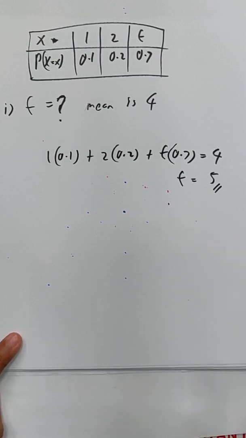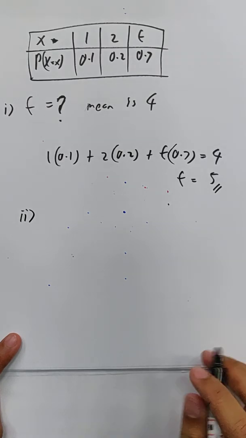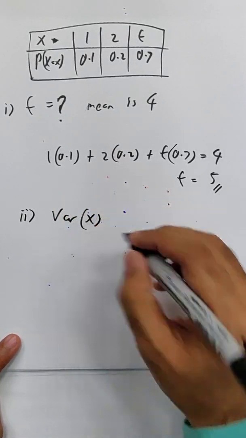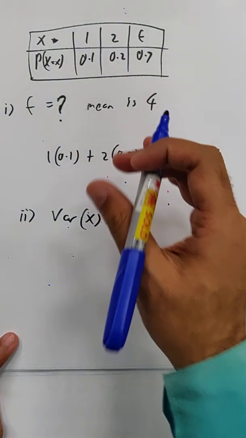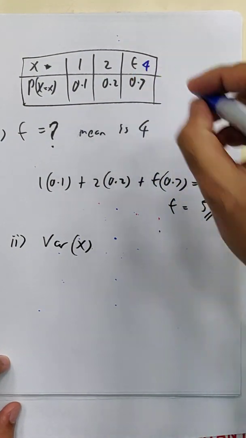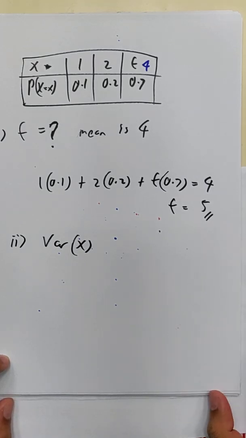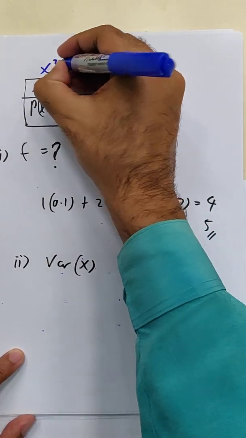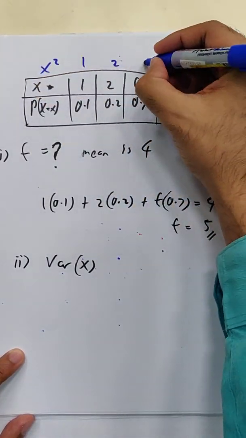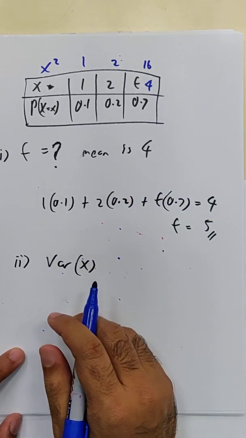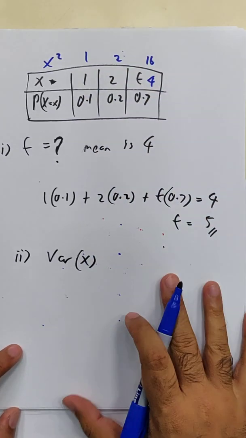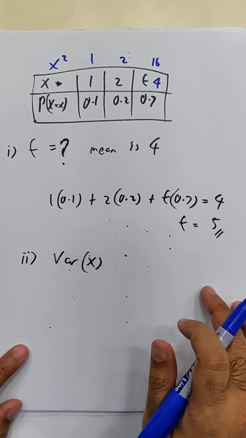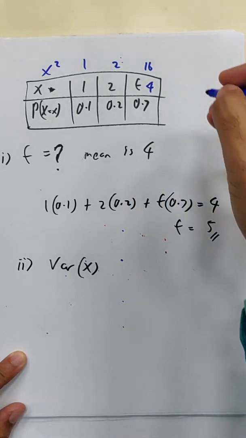Okay, what if I say to you, calculate the variance before we continue? So right now you got t is 5. Do you remember how to calculate the variance? Find the x squared. 1, 4, 25. And then add it up.